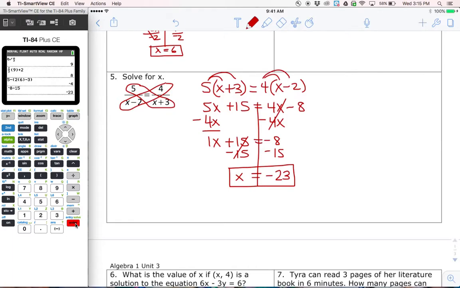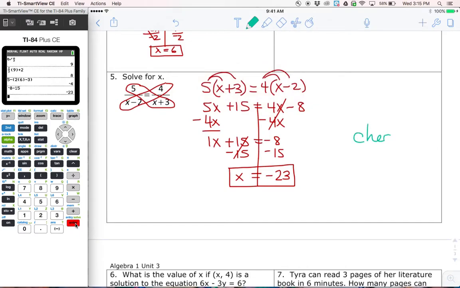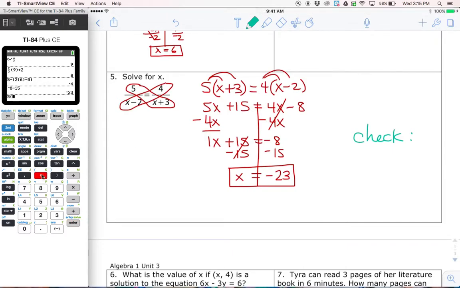Before you move on, please make sure that you check your work. All right, now this time we got to do both sides here, so let's do it. On the left side, we're going to plug in negative 23 for x. So 5 parentheses, negative 23, negative 23 plus 3. All right, let's see what we get. The left side is giving us negative 100. So on the right side, let's hope we get negative 100 again.